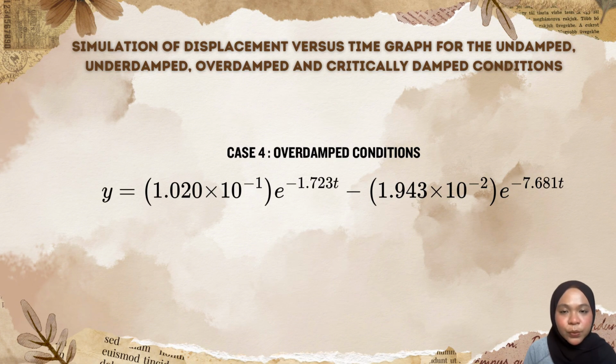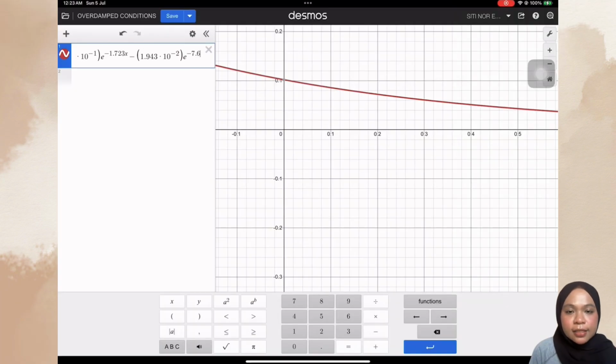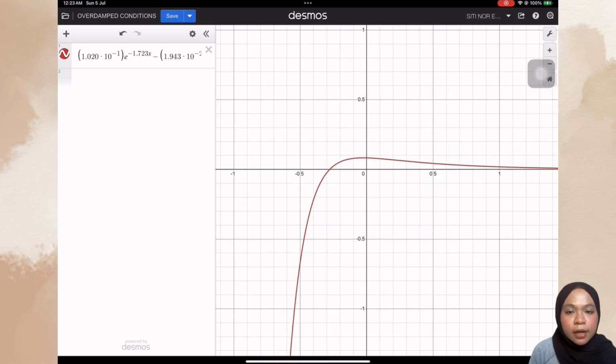The final general solution is y equal to 1.020 multiplied by 10 to the power of negative 1 e to the negative 1.723 t, minus 1.943 multiplied by 10 to the power of negative 2 e to the power of negative 7.681 t. We enter the final general solution for overdamp condition in Desmos to get the graph of overdamp motion.